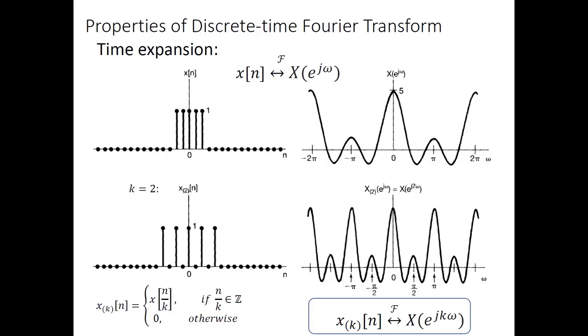But for the second case, when n divided by k is not an integer, for example, when n equals 1, 1 divided by 2 is a fraction, it's not an integer. Or when n equals 3, 3 divided by 2 is not an integer either. For these cases, x of n divided by k is not defined, because if you want to look at x of 1 over 2 from the original signal, it is not defined, because x is only defined for integers. Then for this kind of samples, we just fill 0.